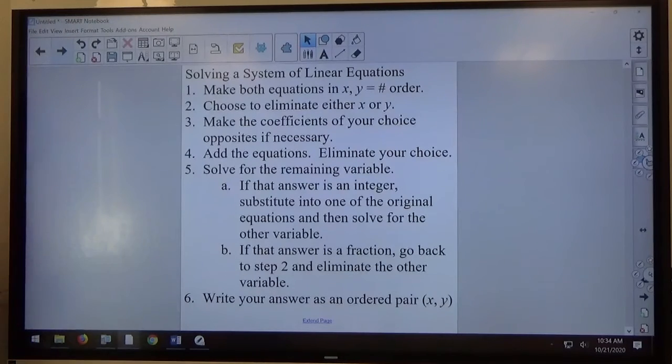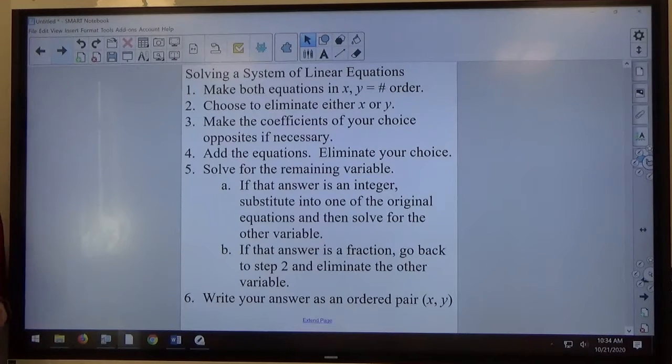All right, so today we're going to solve a system of linear equations. We're going to use the elimination method because I just have a simple way to do it. The only time we're going to do substitution is if we get an integer value for the first variable, we'll substitute to get the other. But almost everyone's going to come out fractions, so for the most part we're going to be using elimination every single time.